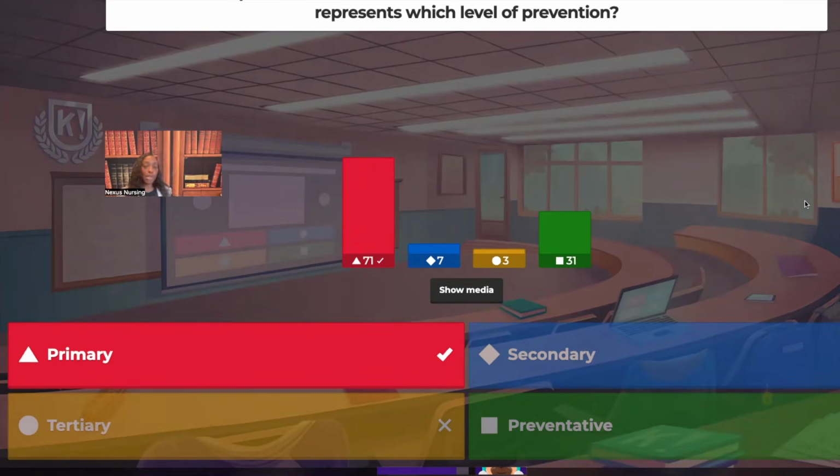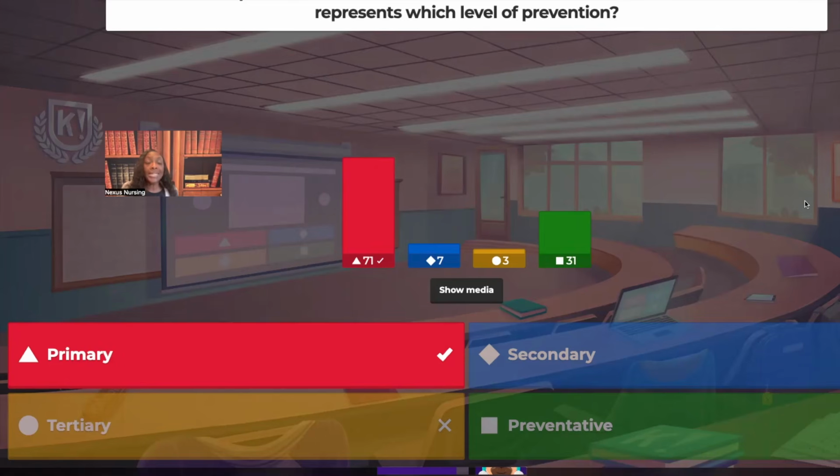Okay. So let me explain the difference because you guys, I promise you, you're going to see this. When you think of primary, I want you to think the patient doesn't have it and we don't want them to get it. So we're going to do primary prevention. That would be things such as vaccinations. The patient doesn't have the flu. We don't want them to get the flu. That's why we're giving them the vaccine. Another example would be something like education, right? The patient doesn't have diabetes, so we're going to teach them how to avoid getting diabetes so they don't get it. That is primary.